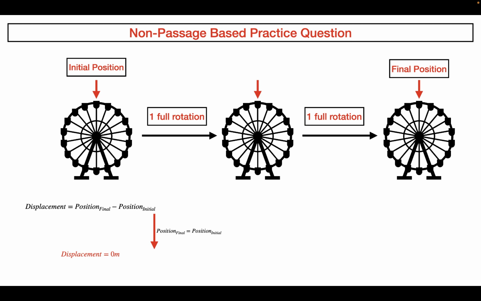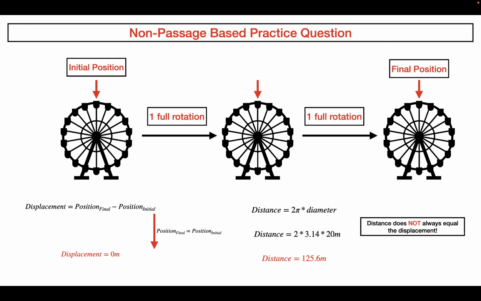So what about the distance? Well, in order to calculate the distance traveled, we need to calculate the circumference of the Ferris wheel. And we can calculate the circumference by multiplying pi times the diameter. So the distance traveled by the person would be equal to 2 times the circumference. So the distance is equal to 2 pi times the diameter. And when you plug in all those values, what you get is a distance of 125.6 meters.